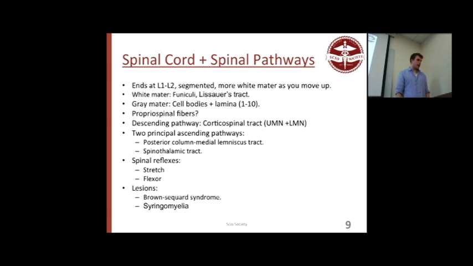The spinal cord, we know where, again, it's anatomy stuff. We know where it ends. I mentioned this earlier, gray matter is where you're going to find your cell bodies, white matter is where you're going to find most of your axons. Okay, so now the pathways here. The two principal ascending pathways, the posterior column, medial lemniscus.